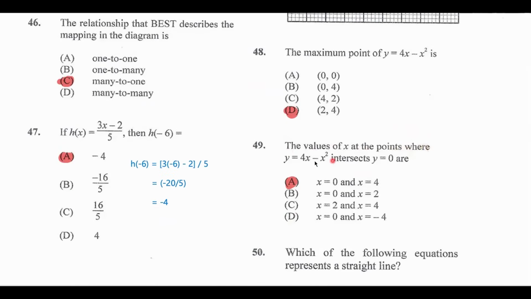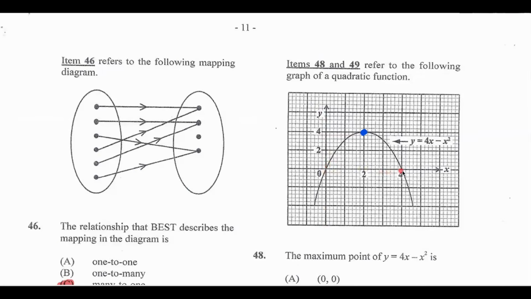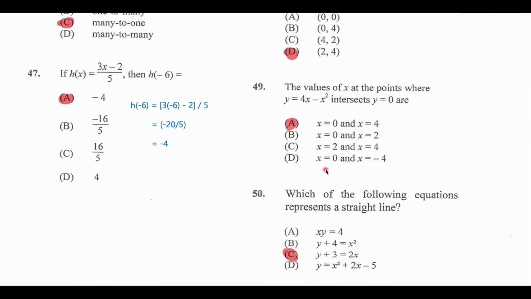49, values of x are the points where y equals 4x minus x squared intersects y equals 0. Y equals 0 is the x-axis. So they're asking for where the curve cuts the x-axis. That's the roots of the equation. That'll be what? 0 and 4. Okay, 0 and 4.